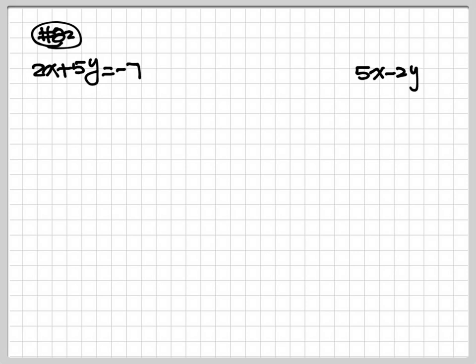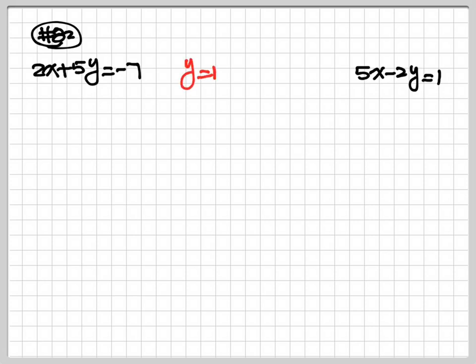Next, let's go to number 82. Number 82, here they give us 2 lines. So the first line will be 2x plus 5y is equal to -7. The second line here, we have 5x minus 2y is equal to 1. Now, over here, they want to find out, are those 2 lines parallel, perpendicular, or neither?